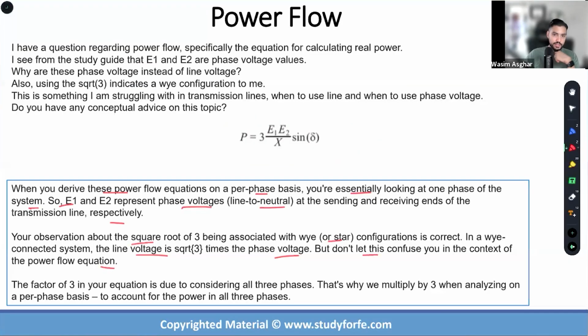So she was asking about how to deal with square root 3 and 3. Once I've clarified that these are phase quantities, then what does this 3 mean? This 3 basically means that when we are multiplying by 3, this is the total 3-phase power, for the total 3-phase load. Does it make sense? Is that clear, guys?